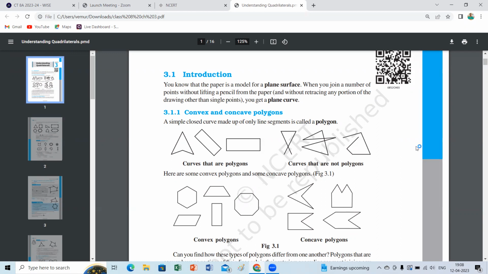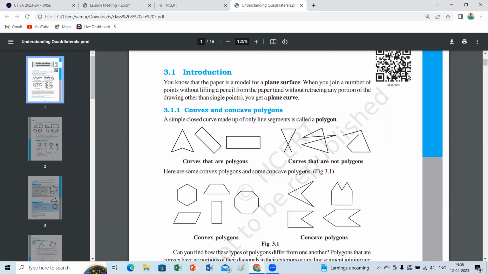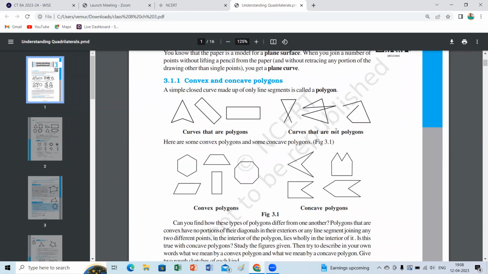What is the difference between the left side figures and the right side figures? Convex polygons bulge out and concave polygons bulge in. Okay, that's one point. Very good. Any other observation you are making?